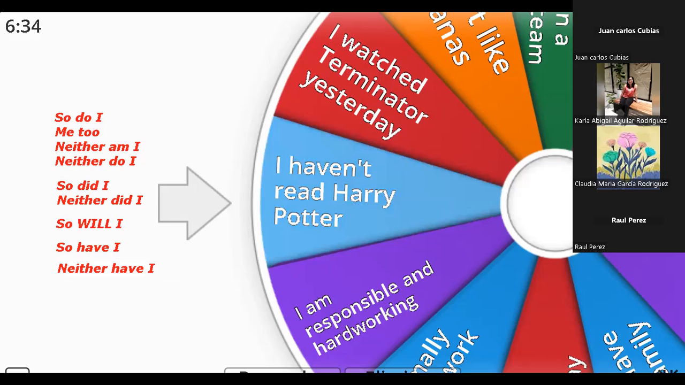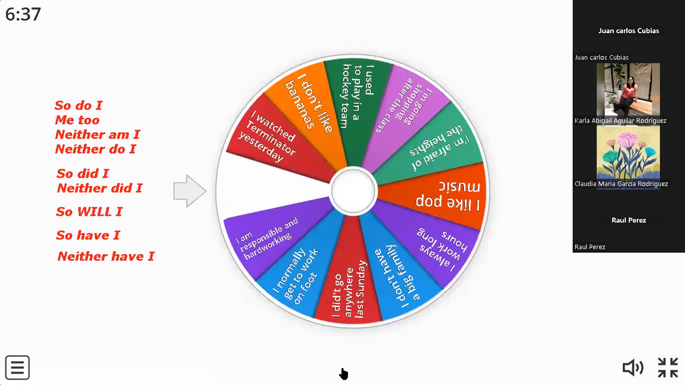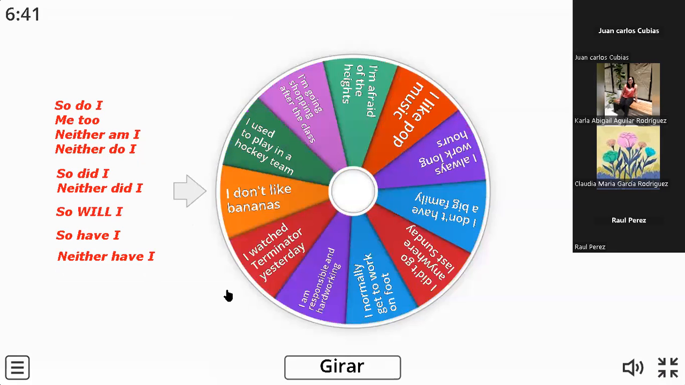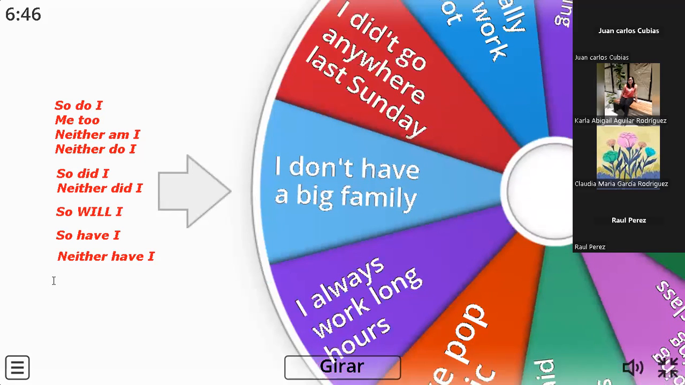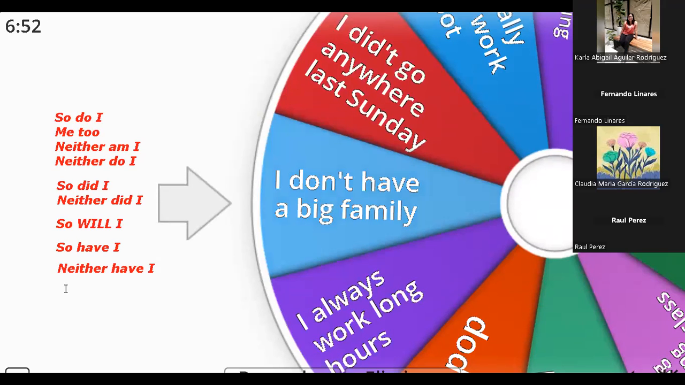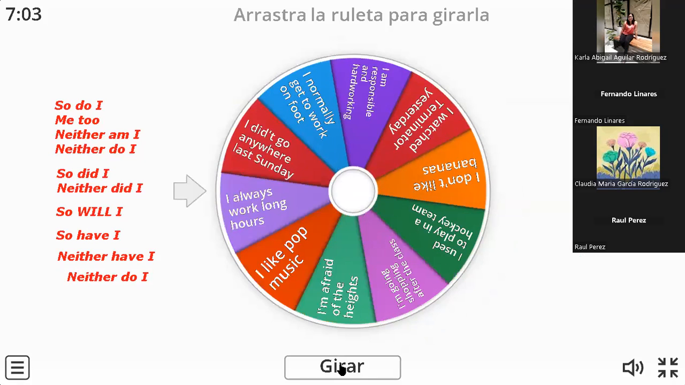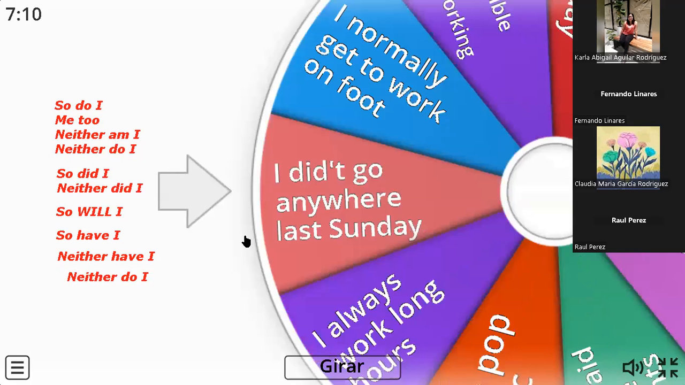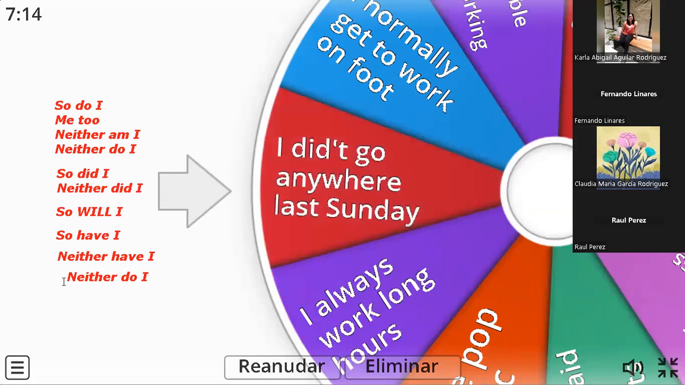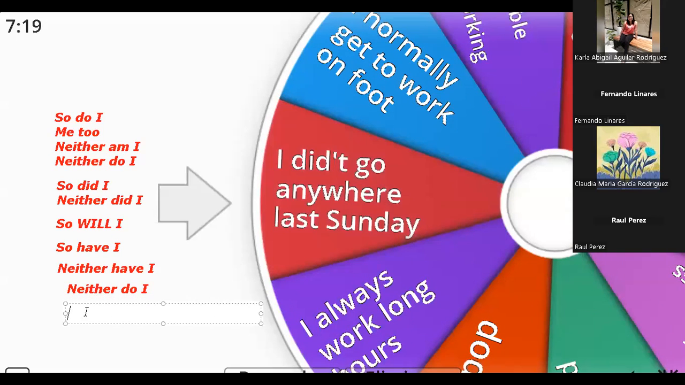Okay, let's see another one. Select somebody, Irma. Let me check. Okay, so while spinning the wheel. Isabo Torres. Okay, Isabo, what do you think? I don't have a big family. Neither do I. Excellent, Isabo. Select somebody else. Carla Abigail. Okay, Carlita. I didn't go anywhere last Sunday. So do I? Oh, negative. I didn't. Neither do I. Oh, past tense.